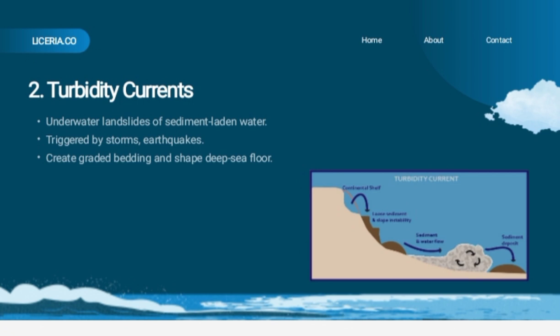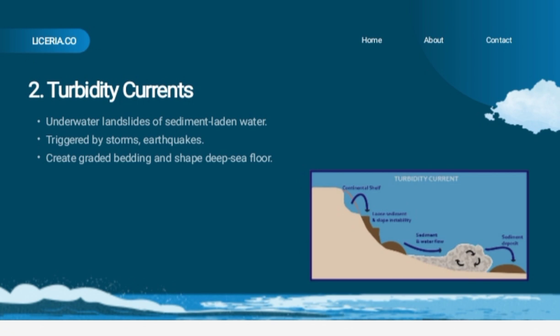Next, turbidity currents. As mentioned, turbidity currents are underwater landslides of sediment-laden water. They are denser than the surrounding water due to the high concentration of sediment. Intense storms can stir up sediments on the continental shelf, initiating a turbidity current. Seismic activity can also trigger these currents by destabilizing sediment accumulations on the slope.